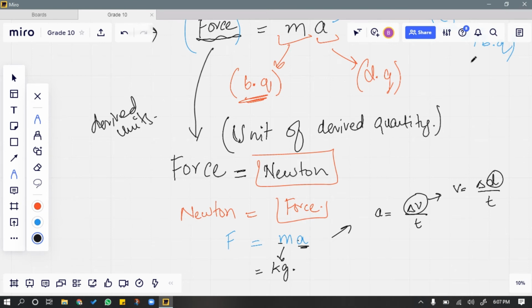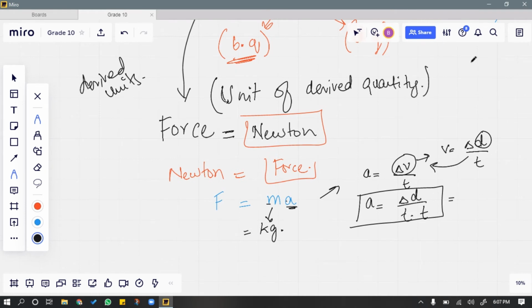Okay. So whenever you put this velocity formula instead of this v in the acceleration formula, the acceleration formula on the whole becomes delta d over t times t. That is the whole acceleration formula now. So now when we convert this formula in terms of units, we get the unit for acceleration here.